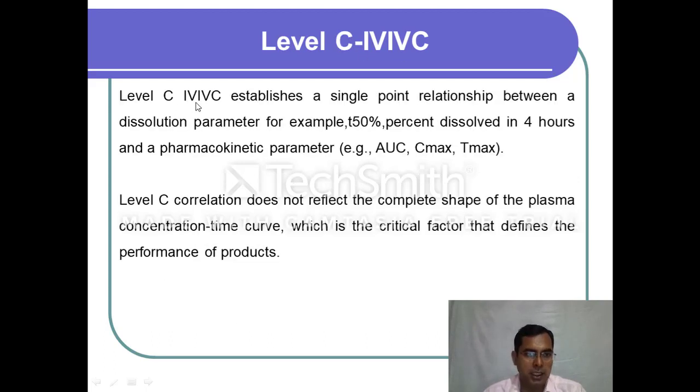Level C. In level C, in vitro in vivo correlation establishes a single point relationship. It simply matches the T50% in the in vitro method with the similar point, T50%, in absorption in the in vivo case. In level C, IVIVC establishes a single point relationship between a dissolution parameter and a pharmacokinetic parameter. Simply, we take the T50% of the in vitro dissolution data and the T50% of the in vivo data and we match them. If they match, then level C in vitro in vivo correlation is established. So level C correlation does not reflect the complete shape of the plasma concentration time curve, which is the critical factor that defines the performance of the product.